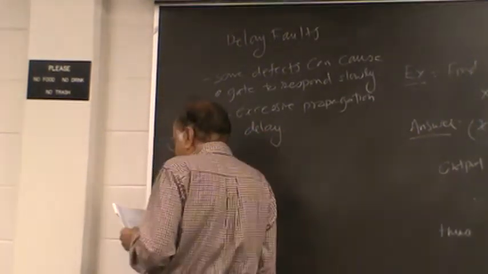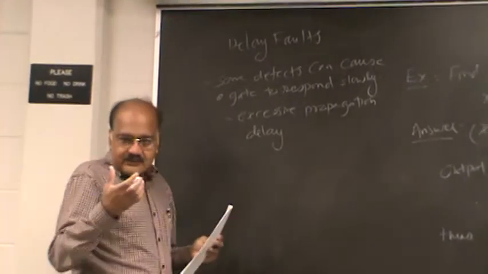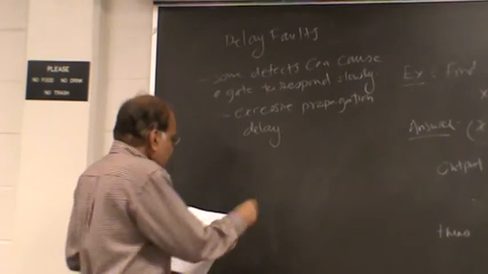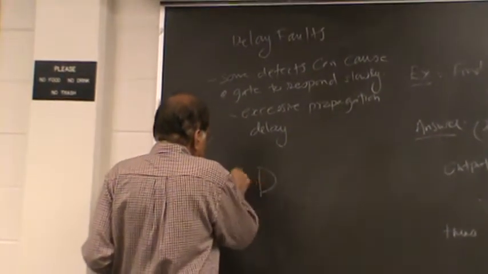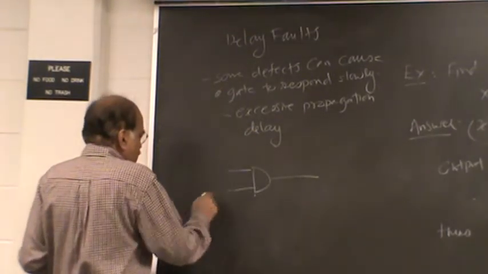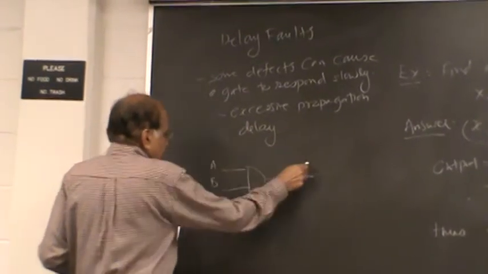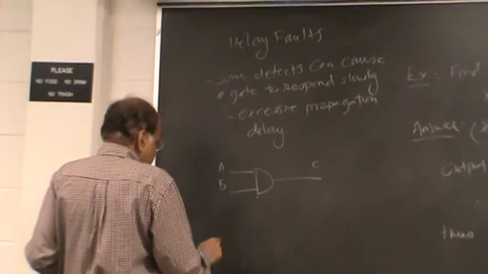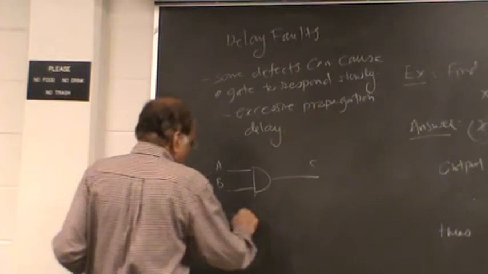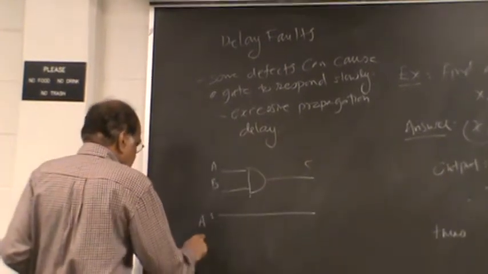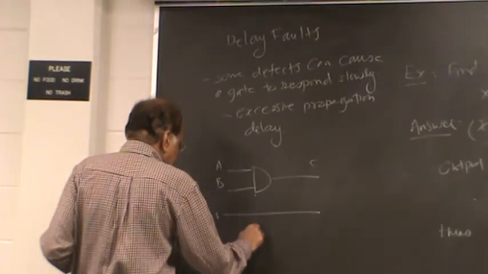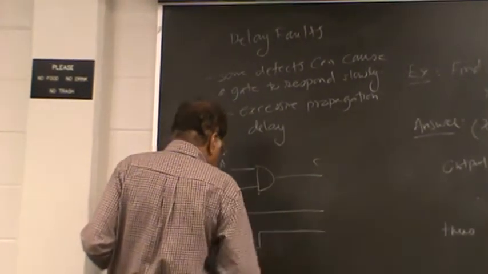Now, as you know, all physical circuits respond after some delay. So if you have a circuit like this, consider this. Let us say this is A, B, and C. Let's have A, and let's assume that it is 1 in this timing diagram. And B starts at 0, and somewhere here it goes to 1.